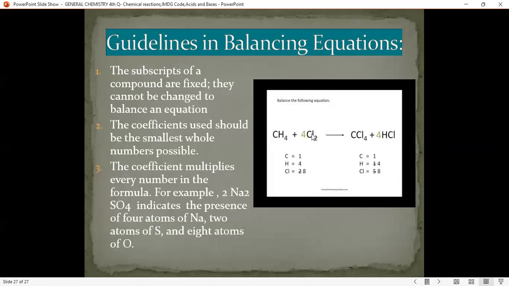Our Cl in the beginning is 2. So what can you do? Multiply it by 4, so 4 multiplied by 2, that would become 8, and it will be balanced in the product side. So balanced na, we have 8 chlorine atoms in the reactants and 8 chlorine atoms in the products, 4 hydrogen atoms in the reactants and 4 in the products. We have 1 carbon atom in the reactants and also 1 in the products. Thus, this is the balanced equation: CH4 plus 4Cl2 yields CCl4 plus 4HCl.